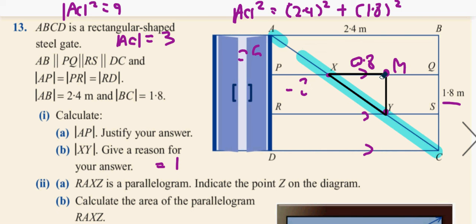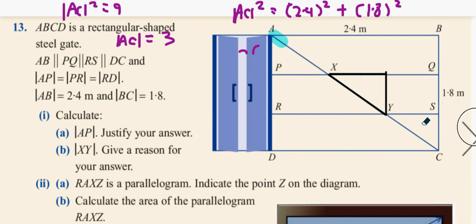Alright. Now, RAXZ is a parallelogram. Happy days. So RAXZ, we've got to find Z. Oh, it's down here, isn't it? Because, see that line there? If I drag that to X, where does it end up? At Z, doesn't it? So is everybody happy? You can see my parallelogram now, there on the left hand side. Alright. What else does it want from me?